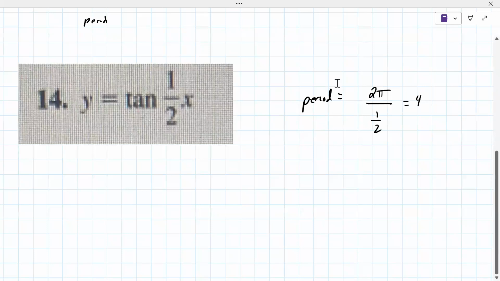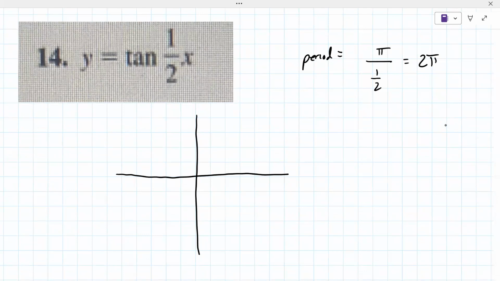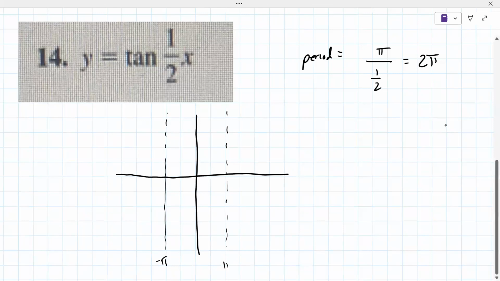I'm sorry, it's pi over 1/2, which is 2 pi. I'm already messing up. So that means the width between the vertical asymptotes is now 2 pi. So it's pi left, and again it kind of comes down to how you want to organize this now. This can now be minus pi. This is now positive pi.